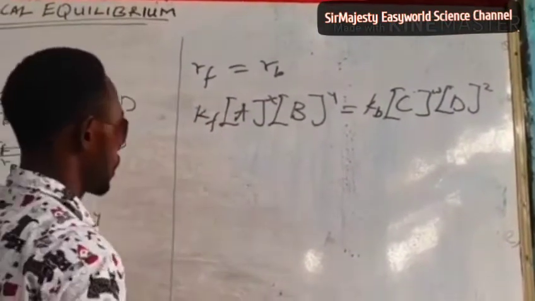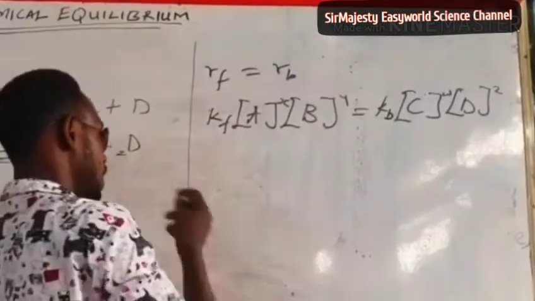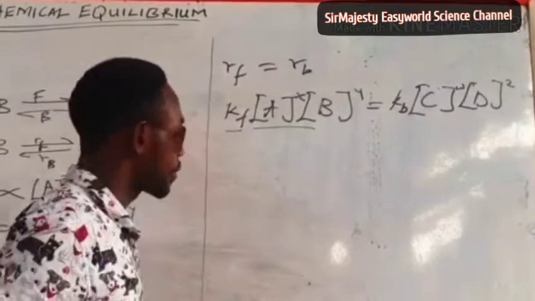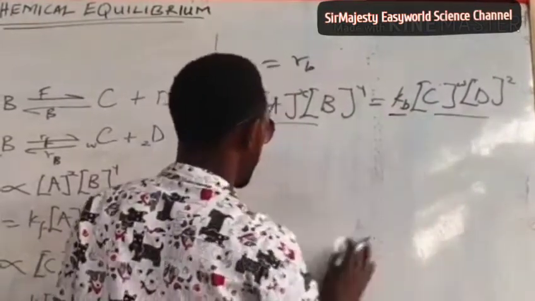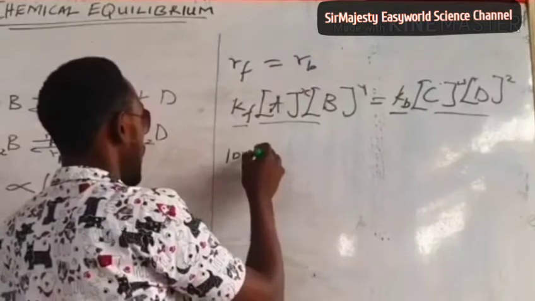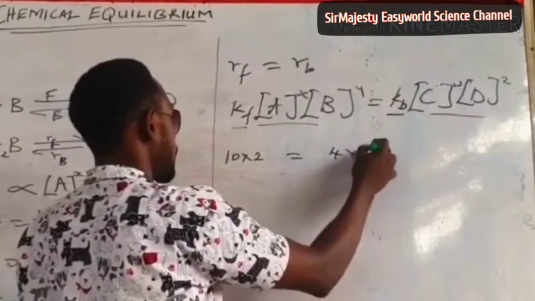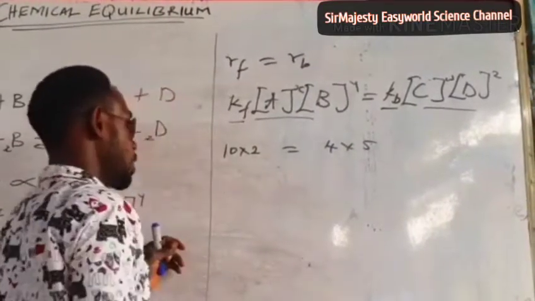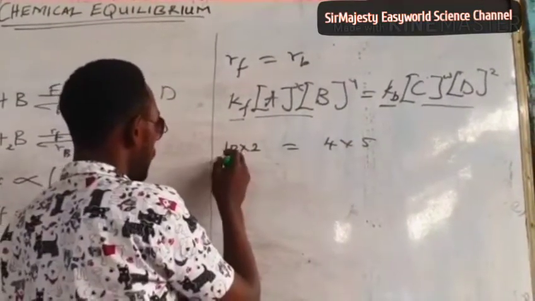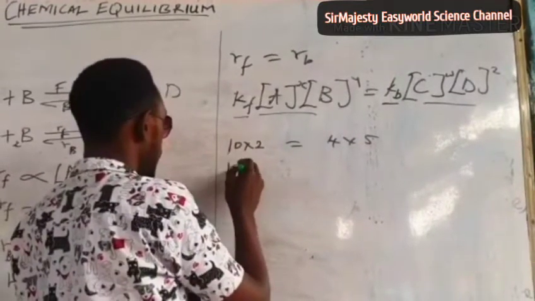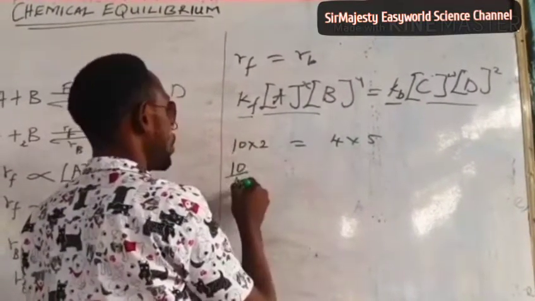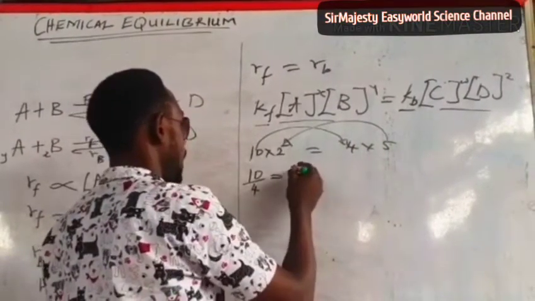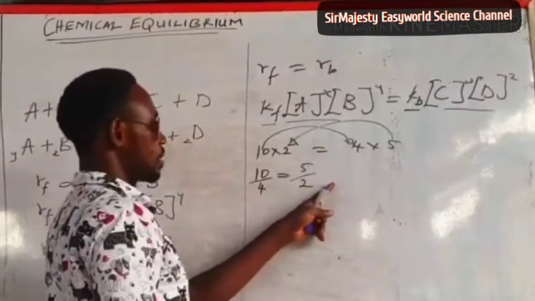Now, in mathematics or in real life, we can take each of these as a different digit. So it is obvious that, for example, 10 times 2 is equal to 4 times 5. Of course, 10 times 2 is 20, and 4 times 5 is still 20. Watch what I will do now. If I take 10 over 4, it is equal to 5 over 2. That is normal mathematics.